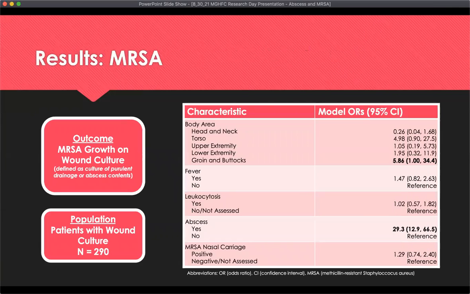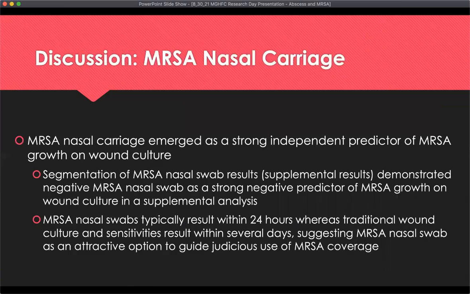The second model was for prediction of MRSA growth on wound cultures among all patients with wound cultures obtained. It should be noted here that wound cultures were defined as those taken from purulent drainage or abscess contents. MRSA nasal carriage was a very strong predictor of MRSA growth on wound culture. Quite notably, cutaneous abscess was not a predictor for MRSA infection. Altogether, this model reveals that MRSA nasal carriage is a strong independent predictor of MRSA growth on wound culture.